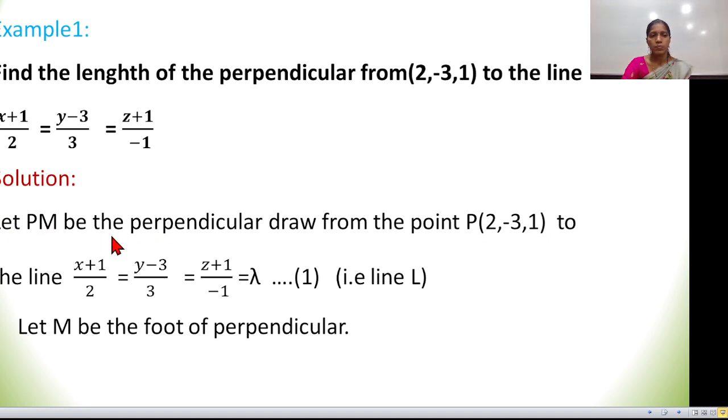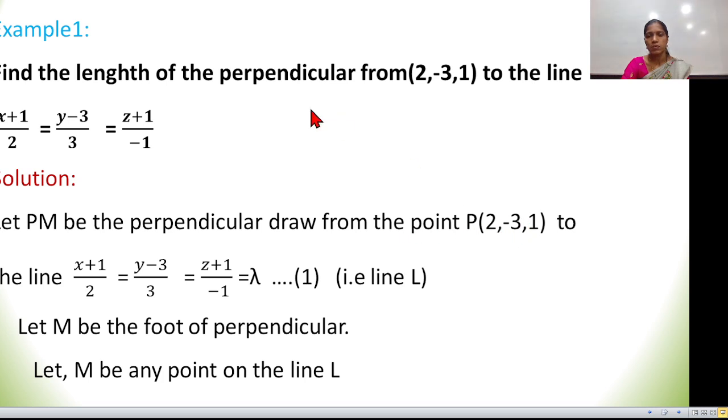Let PM be the perpendicular drawn from point P, say this point is P (2, -3, 1), to the line (x+1)/2 = (y-3)/3 = (z+1)/(-1) = lambda. This is our line L, and say it is our equation number 1. Now for drawing this perpendicular, we get the foot of perpendicular, and let M be the foot of perpendicular, and this M is also a point on the line L.